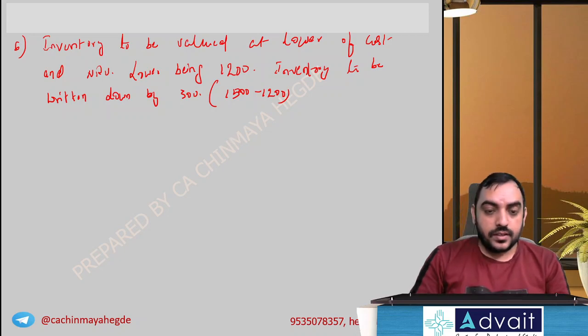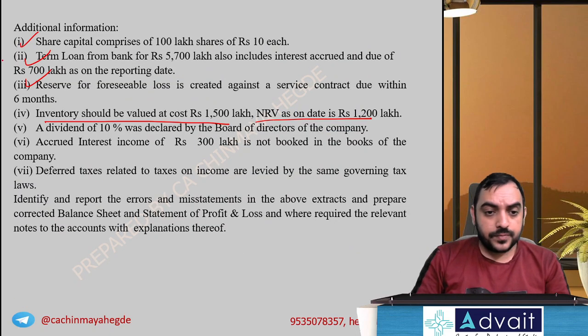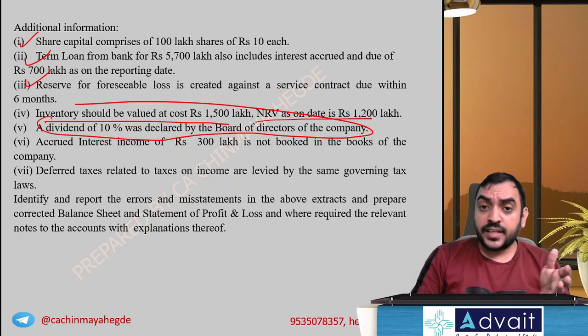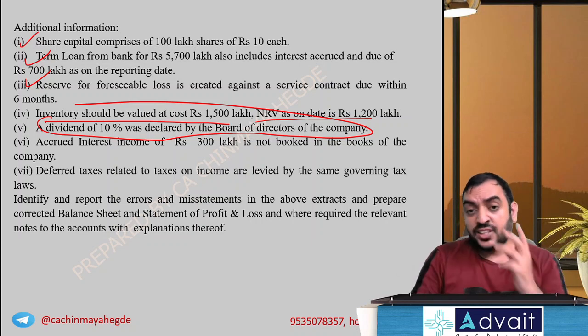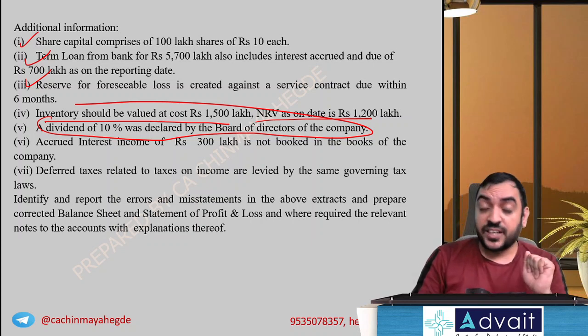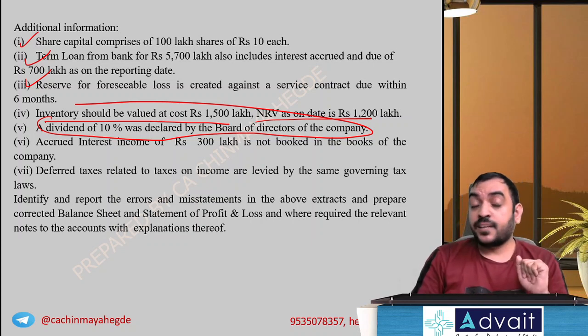Okay. Then a dividend of 10% was declared by the board of directors of the company. If it is declared before the balance sheet date, before the year end, it comes under the balance sheet. Otherwise, if it is declared after the balance sheet date, it becomes a non-adjusting event. It will not be shown in the financial statements. But in any case, it should be disclosed in the notes to accounts.